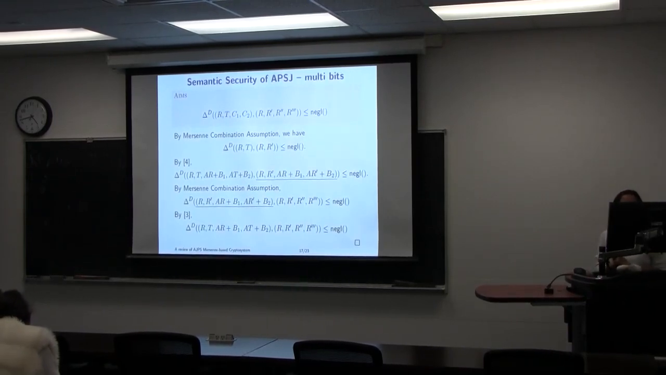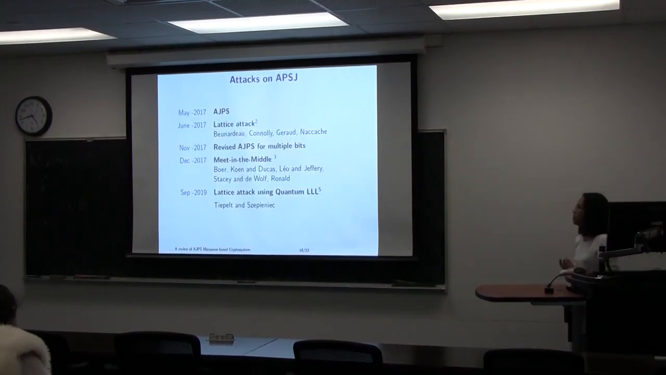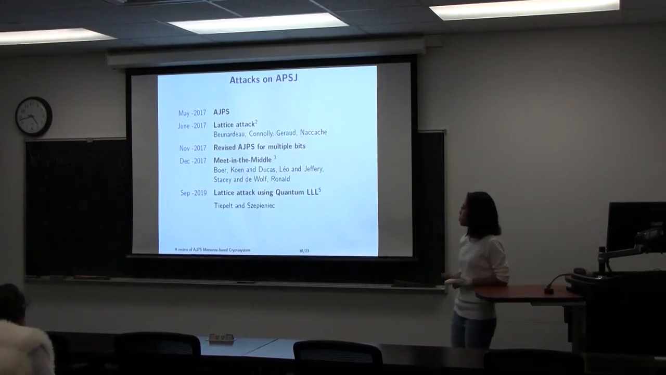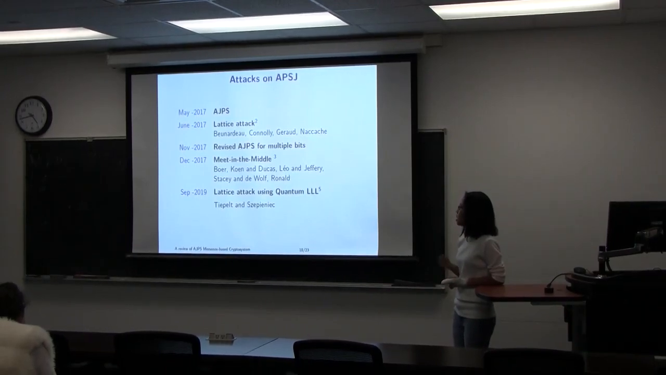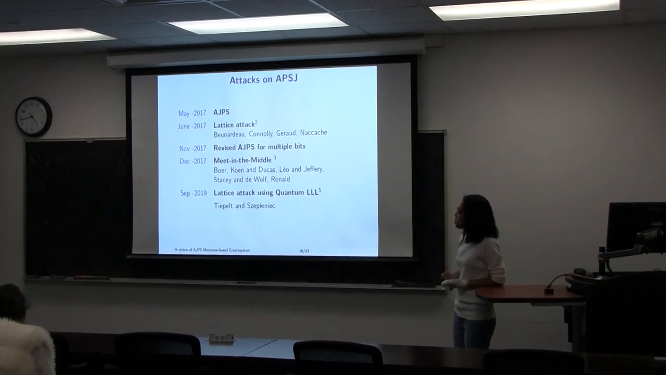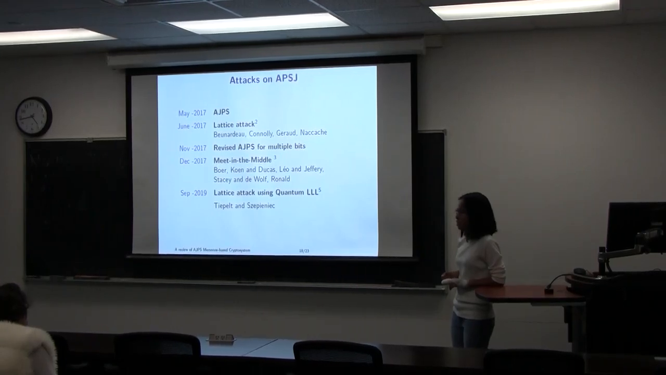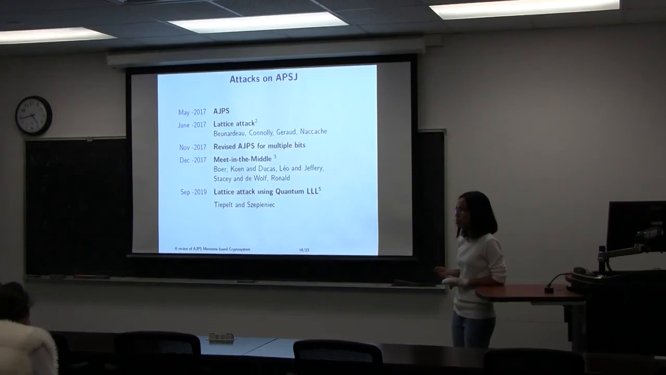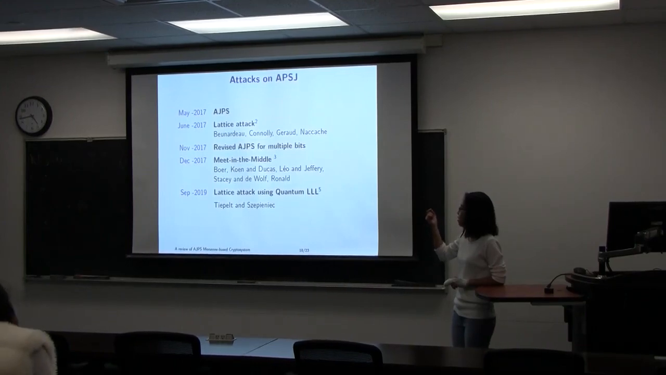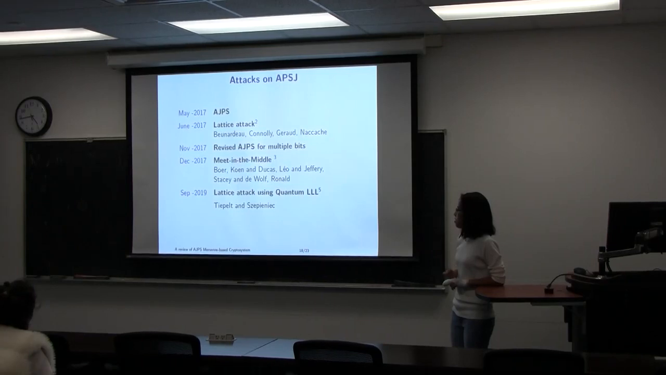So that means we say that the cryptography system is semantically secure. Now we have a quick review of the history of the cryptography system. In May 2017, they proposed this system. From June 2017, there was a first lattice attack from Beunardeau and others that I introduced in the beginning. From November 2017, the authors proposed an improved version of this cryptography system so that they can encrypt multiple bits, and then again there was the lattice attack from Beunardeau and the other authors. In December 2017, another group of authors proposed the meet-in-the-middle attack.